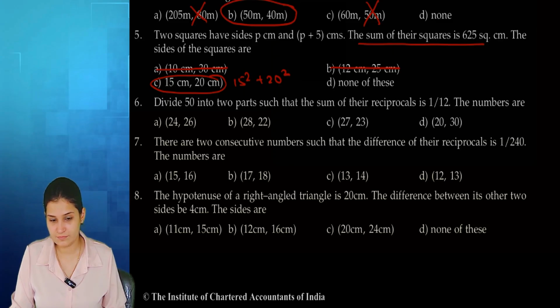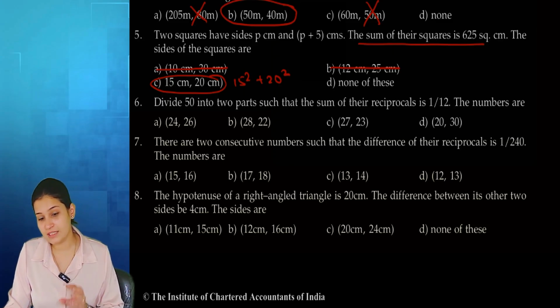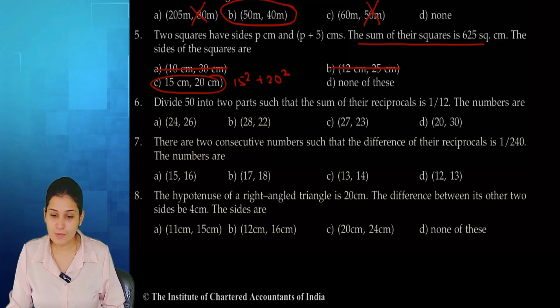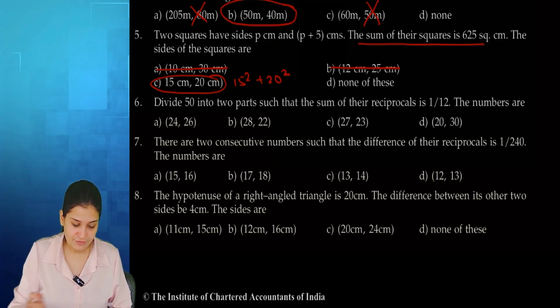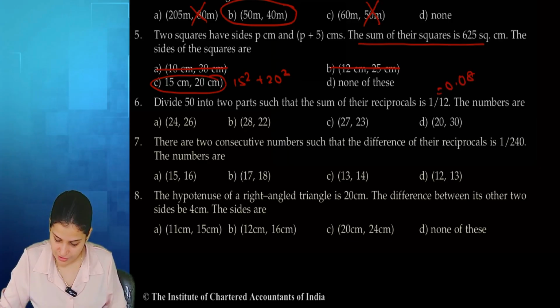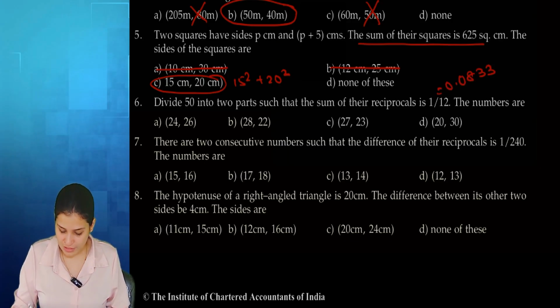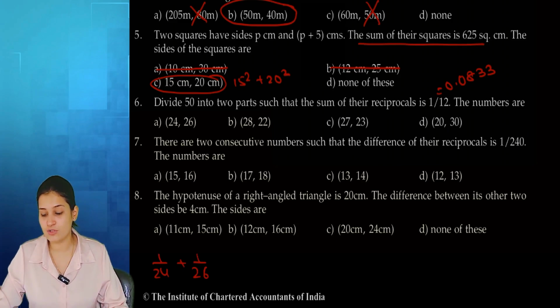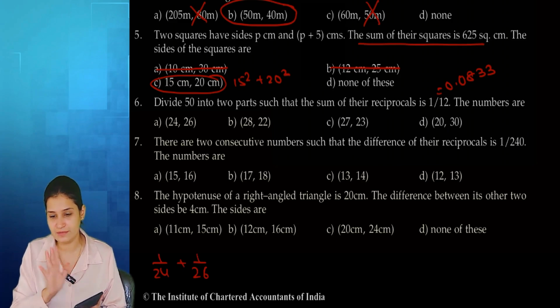Done? Yes. Question number 6. Divide 50 into 2 parts such that the sum of the terms should be 50, which all of them satisfy. The sum of the reciprocals is 1 by 12. If I do 1 by 12, this is 0.0833, right? So let us now see 1 by 24, 1 by 26. Let me teach you how to do it in the calculator. Everyone has their calculator?